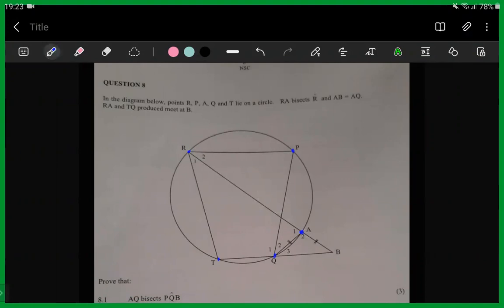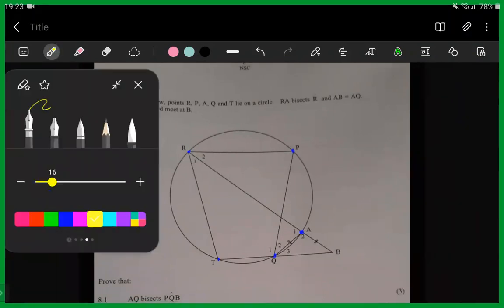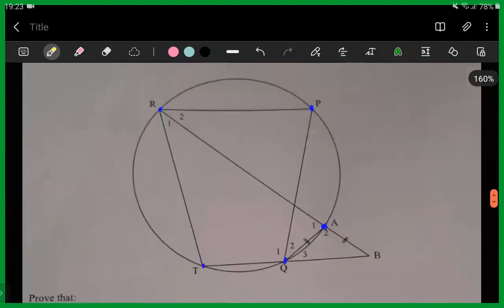When they say bisect, it means that it's cutting exactly in half, meaning this angle here is exactly equal to that one. Now, before we even carry on, R2 is going to be equal to Q2 because of angles in the same segment. And then P is equal to A, also angles in the same segment.